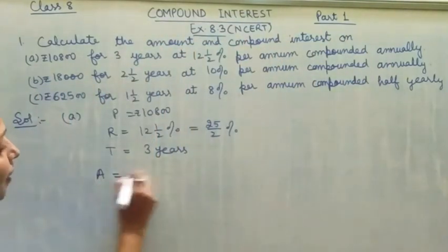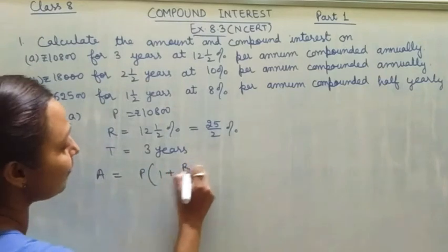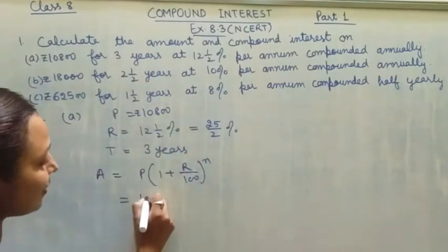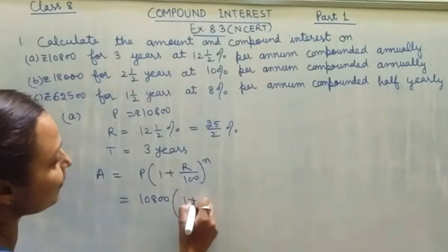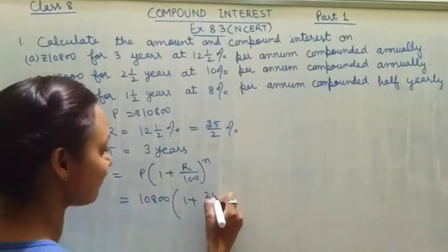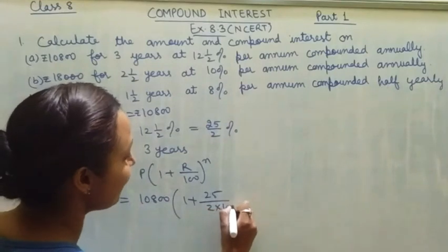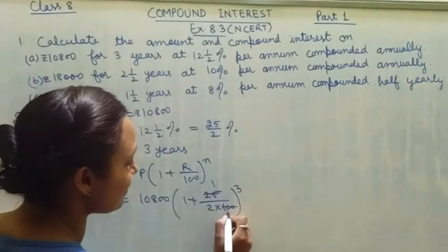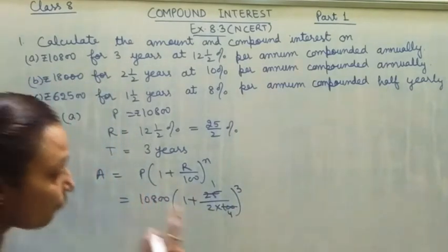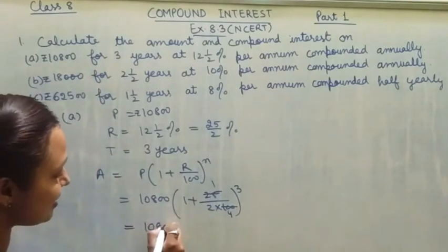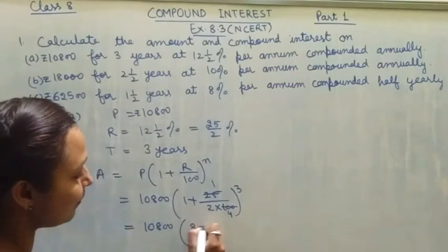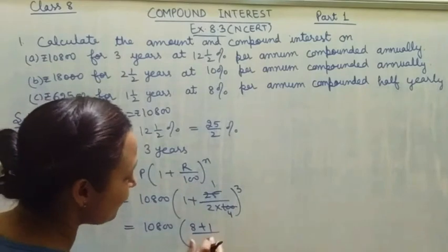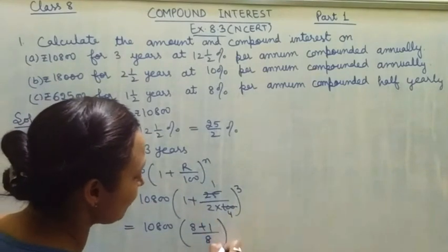For finding the amount, we have the formula P times (1 plus R upon 100) raised to power n. I will put the values of P, that is 10800, times 1 plus rate of interest, that is 25 upon 2 into 100, raised to power n, which is 3. Okay, 4 twenty-fives are 100, so 10800 times (1 plus 1 upon 8), that is 9 by 8, whole power cube.